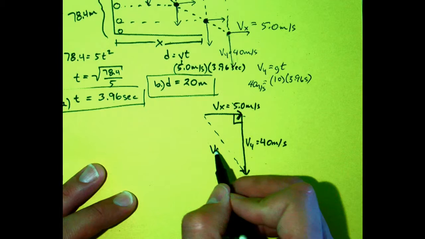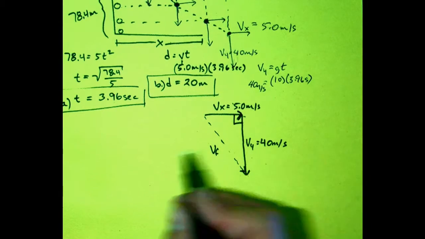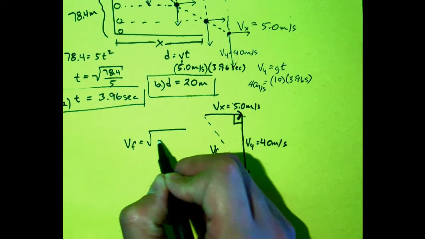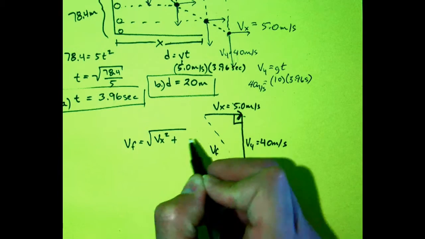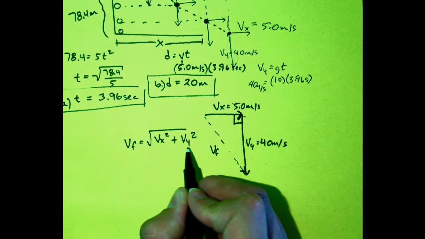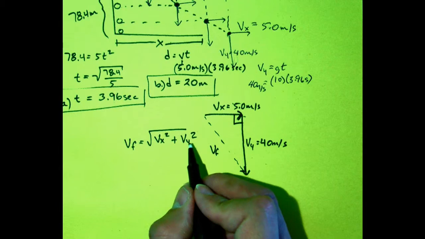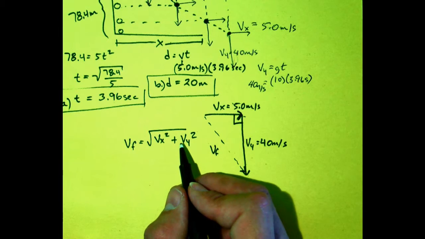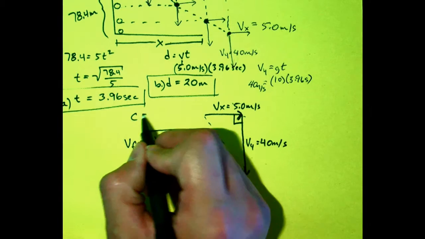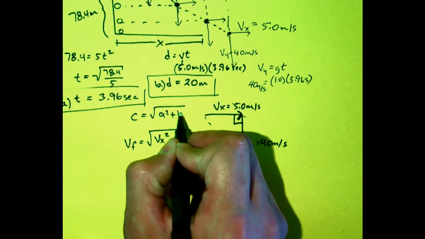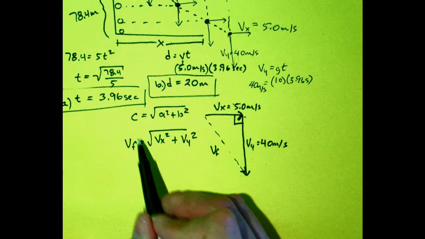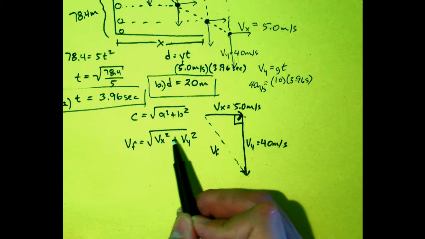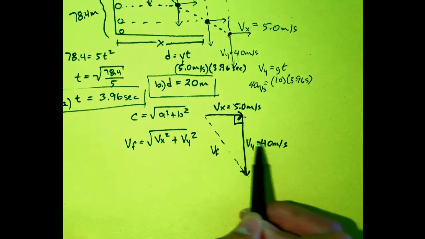So when I'm looking for this, I use the Pythagorean theorem. So final velocity is going to equal the square root of my horizontal component squared plus my vertical component squared. And this comes from a squared plus b squared equals c squared, or in other words, c equals the square root of a squared plus b squared. Right? Here's the c, that's my final velocity. A is just one of the legs, and b is the other leg.